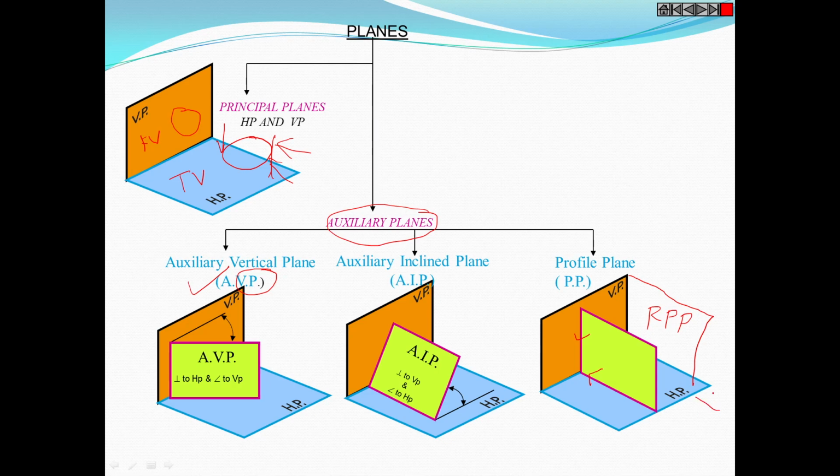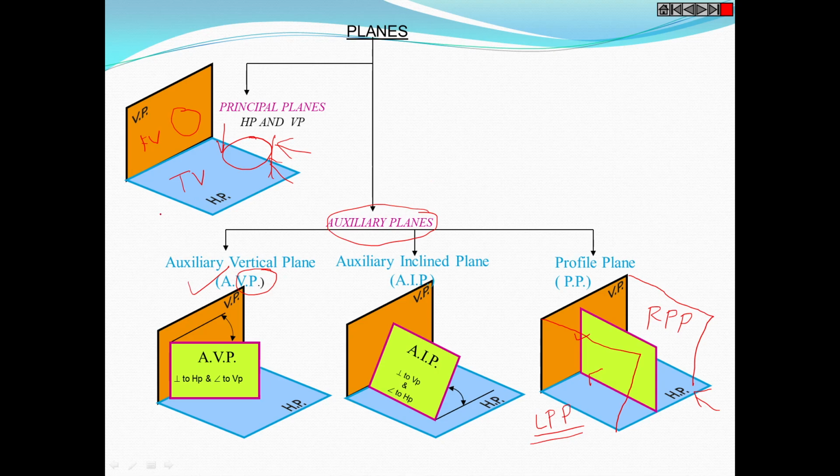If you are looking from this side, this is your observer: front view on the vertical plane, top view on the horizontal plane, and RPP, the right profile plane. On the left side you get the LPP, left profile plane. Parallel to this RPP, on the left side you get this plane. So this plane is LPP, left profile plane. Left profile plane, right profile plane, vertical plane, horizontal plane. These profile planes are perpendicular to both principal planes.